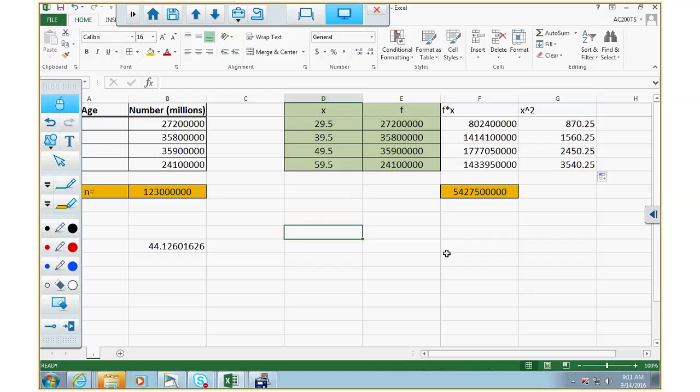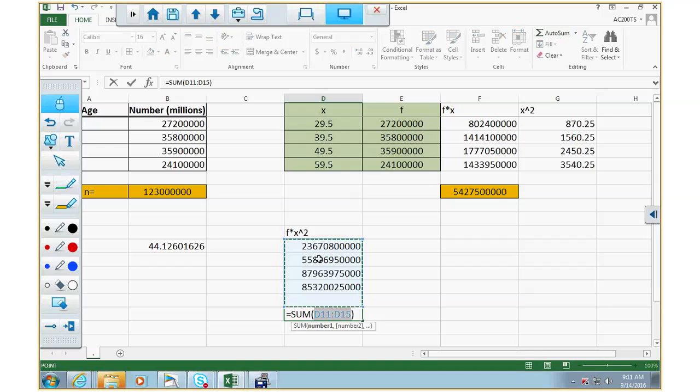Now I'm going to go down here and put f times x squared. The reason I do that is because I don't want to get the wrong columns. If I'm down here, I can actually pick them out better. So f times x squared. We need that summation. And we all got that.